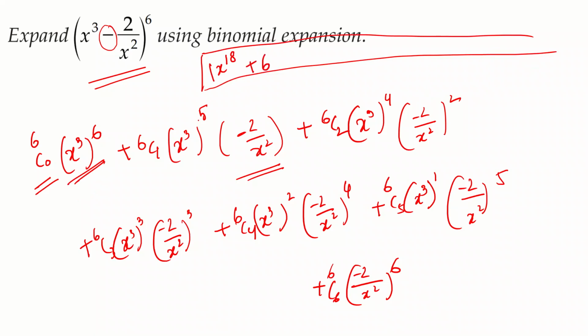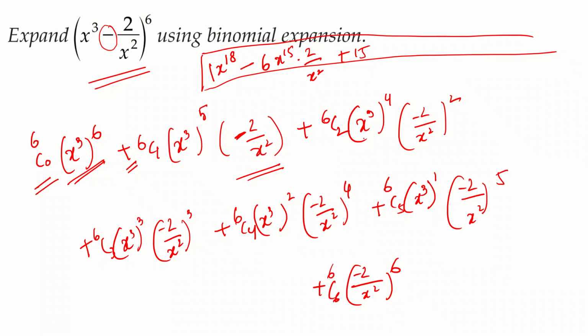x cubed to the power of 5 is x to the power of 15, multiplied by minus 2 by x squared. This minus gets multiplied with the plus and gives us a minus out here, so we make this our minus and then multiply by 2 by x squared. Then 6c2 is 15. Because I have practiced a lot, I can do them mentally. If you have also practiced, you will also be able to do them mentally. It requires just a lot of practice, and if you don't know the formula, please go and watch the previous videos. 6c2 is 6 times 5 divided by 2 factorial.